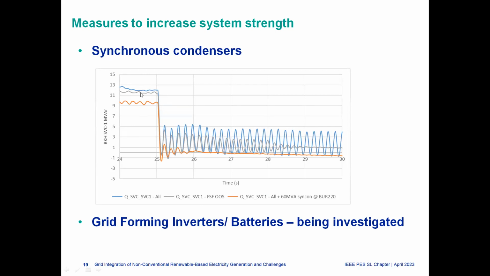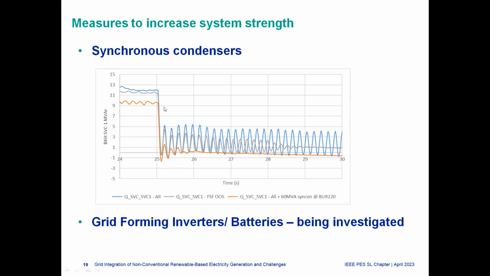You can see after disturbance, there is an oscillation, but it settles down after about 5 seconds, the gray one. But if you add the solar farm, what we see is this blue curve. You can see there is a sustained oscillation after the same disturbance. So this is not acceptable. We can't accept a new generator connection if we see something like that. So what we suggested to them is you need to fit a synchronous condenser to fix this system strength issue.